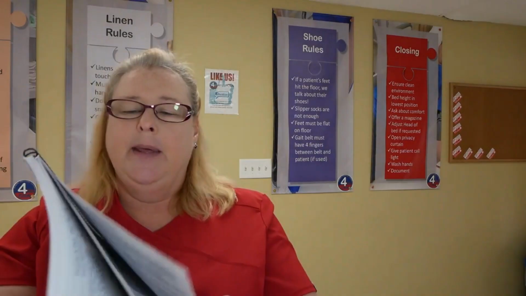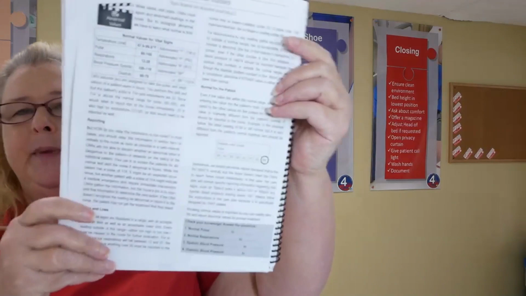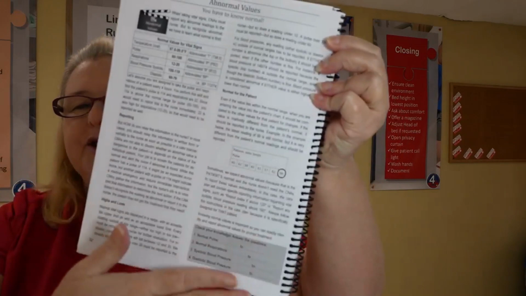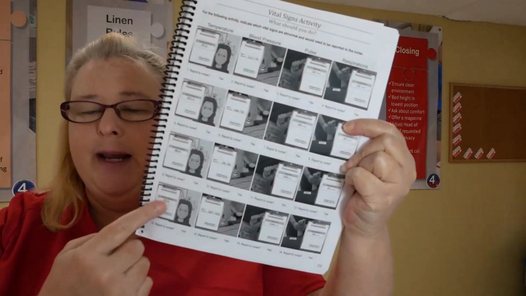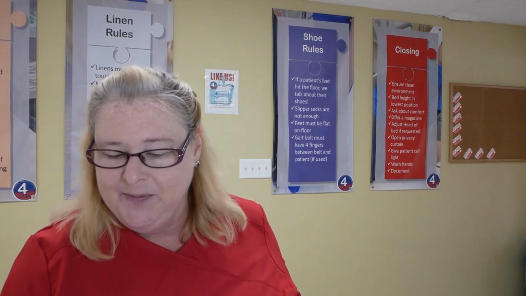In your skills book, if you go back just a couple of pages to 32, these are abnormal vital signs. So here it shows you all of the normal vital signs, the ranges for all of the normal vital signs. It tells you about documenting. And then this page is a vital sign activity. So this page actually lets you practice knowing which vital signs need to be reported and which ones don't. So that's a good activity for you to work on so that you can get ready for that question on the test. So any questions on that?